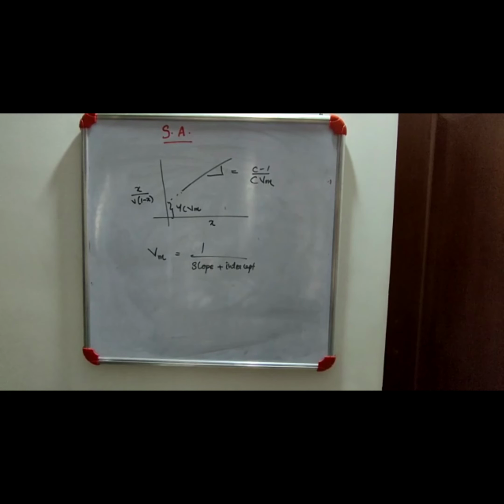Second method is by using Bett equation. From the Bett equation, the graphical representation gives an intercept 1 by CVm and slope as C minus 1 by CVm. So, from this Vm can be calculated by the equation Vm is equal to 1 by slope plus intercept. Either of these expressions can be used to calculate Vm and thereby the surface area of an adsorbent.